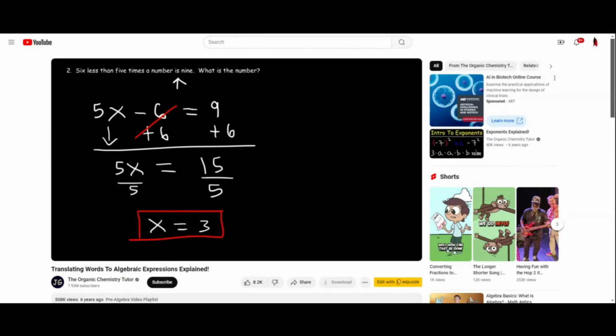So hopefully you're getting the hang of converting these sentences into equations. And the best way to learn how to do it is with practice. Once you do about 5 or 10 of these problems, you're going to get the hang of it. So just hang in there. Here is another example that we can work on. The difference between 4 times a number and 7 is 5. What is the number?